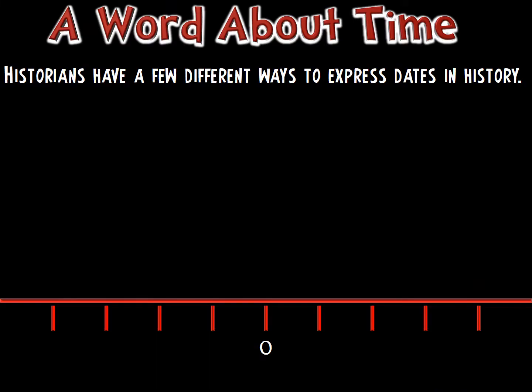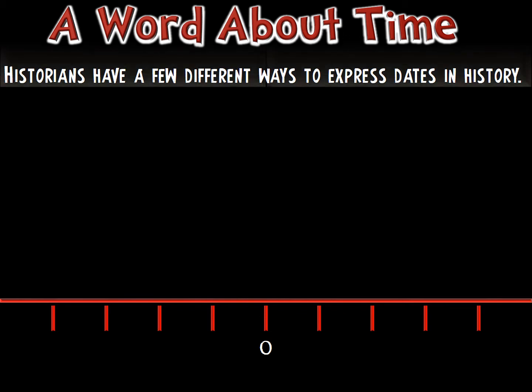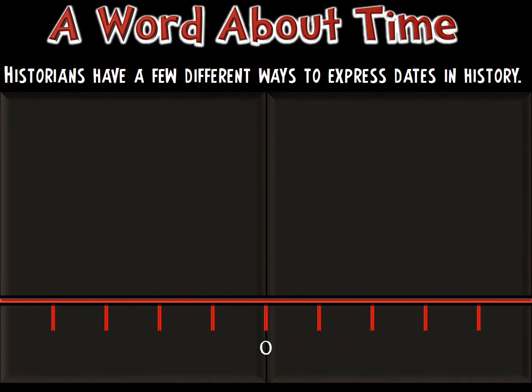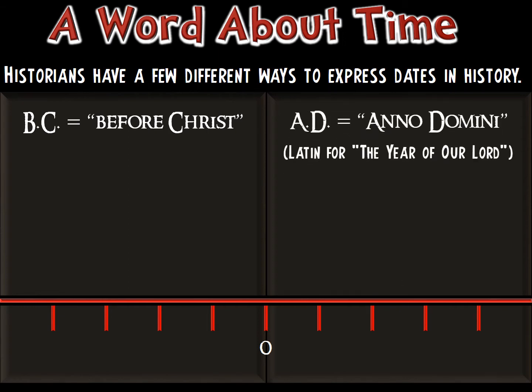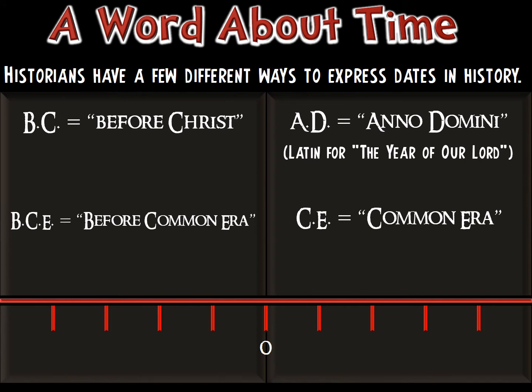A word about time. Historians have a few different ways to express dates in history, and you'll come across both of them in readings that we do in this class as well as in these lectures. The designations are shown on this illustration. First of all, you have BC, which is before Christ, and AD, which means Anno Domini, which is Latin for the year of our Lord. But now you also see designations of BC as BCE, before the Common Era. And therefore, AD would be like CE, the Common Era.